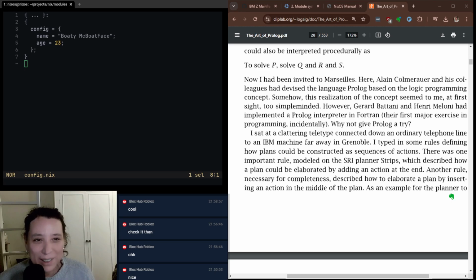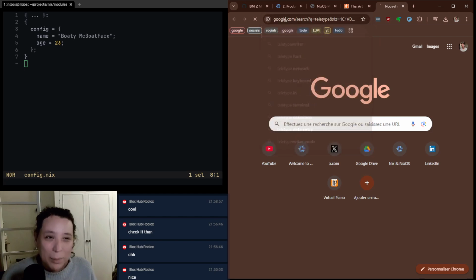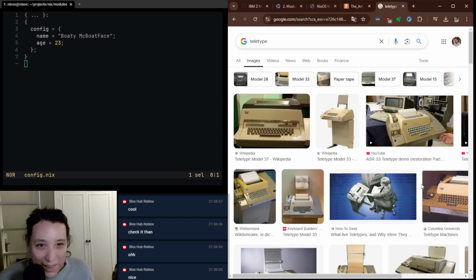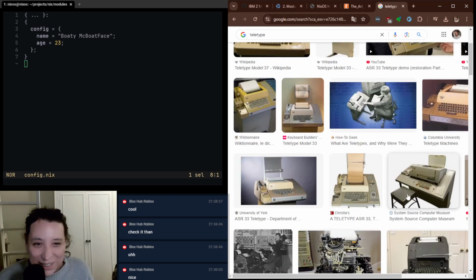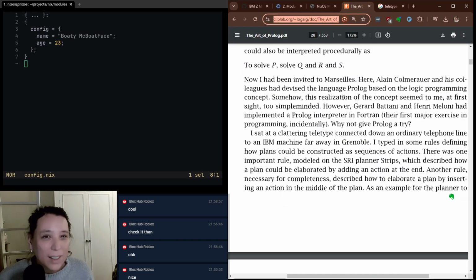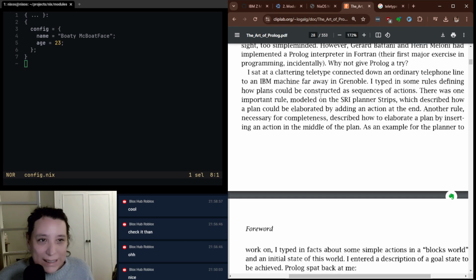I sat at a clattering teletype. Do you guys know what a teletype is? It's like one of those retro things. Teletype. There you go. Teletypes. I think this was like old style IRC or something. I have never had the chance to play with a teletype. Alright. I sat at a clattering teletype connected down an ordinary telephone line to an IBM machine far away in Grenoble. Oh, so it is France.